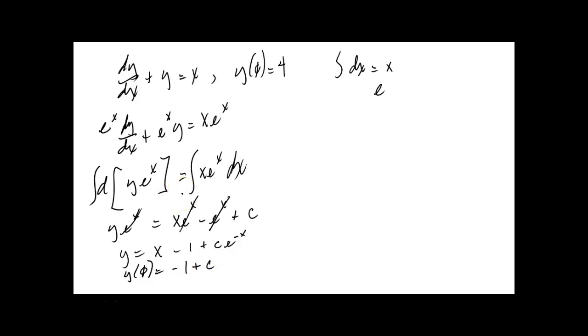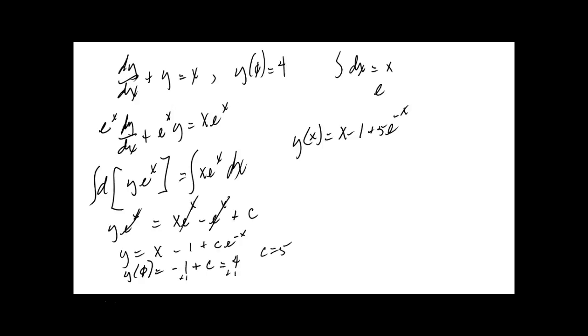e to the 0 is 1, yeah. And this is equal to 4. So that means, add 1 to both sides, c is equal to 5. So our answer is y as a function of x is equal to x minus 1 plus 5e to the minus x. All right. Let's see how they did.